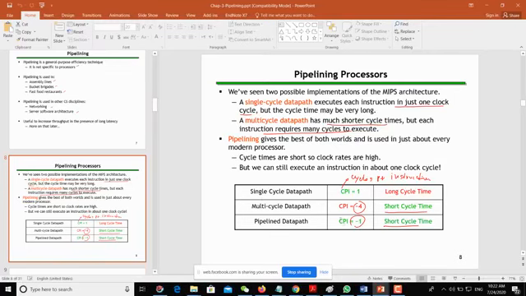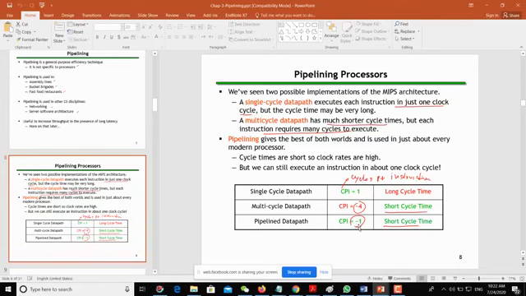Okay, coming to the table. Single cycle data path: cycles per instruction, or CPI, is 1 with a long cycle time. Multi-cycle data path: CPI greater than 1 with a short cycle time. CPI means cycles per instruction.